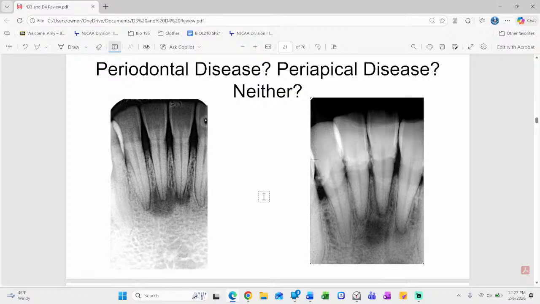What do you think on the picture on the left? Picture on the left came from your text. Picture on the right was a patient. Picture on the left, what do you think? Do I need to do endo?